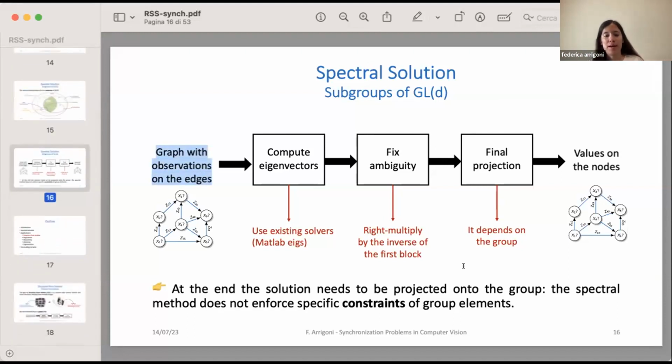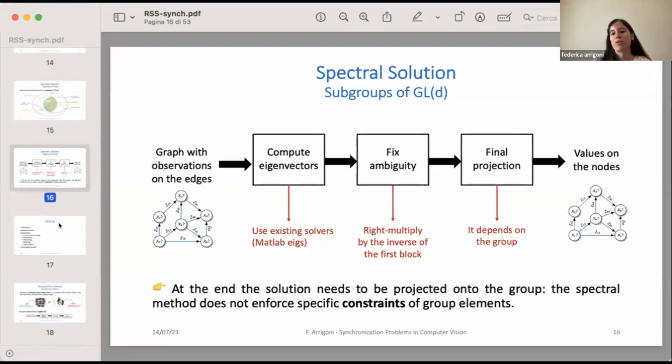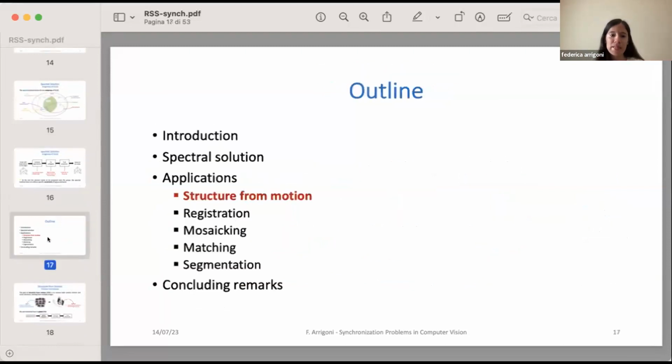And now I will detail what happens in all these groups shown in the previous slide with reference to specific applications in computer vision. And specifically, I will start with the structure from motion.